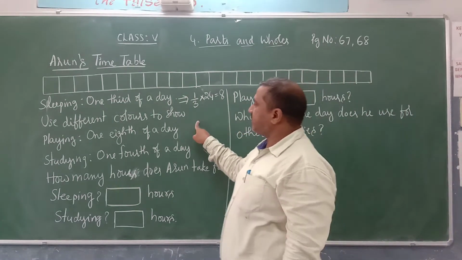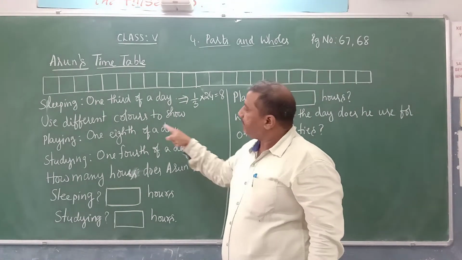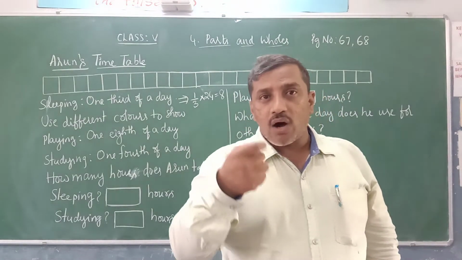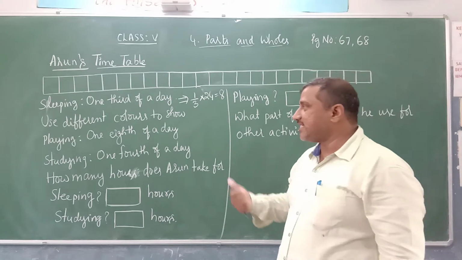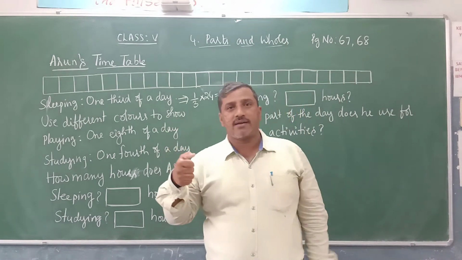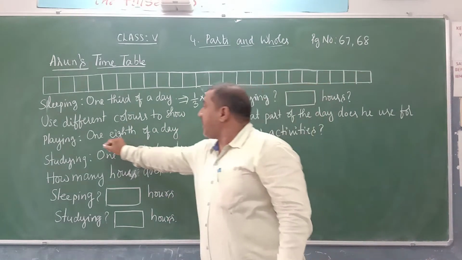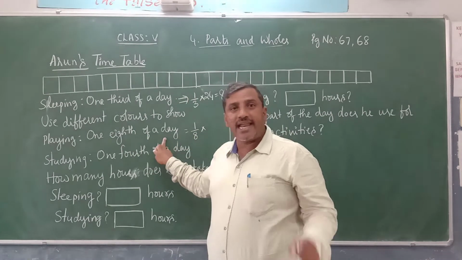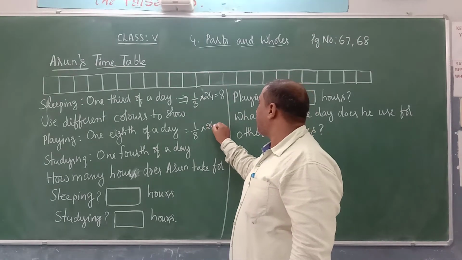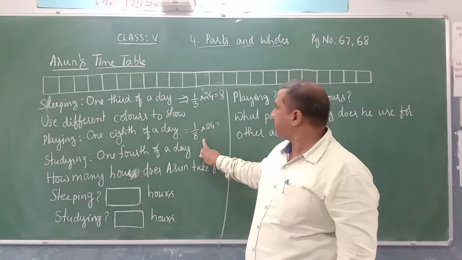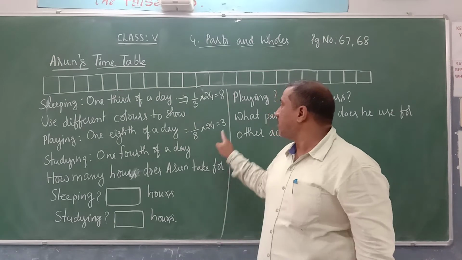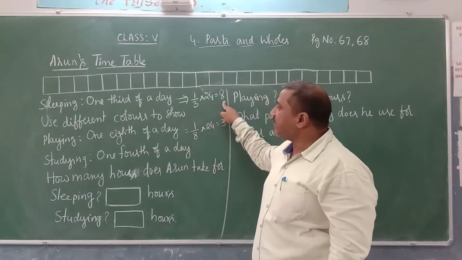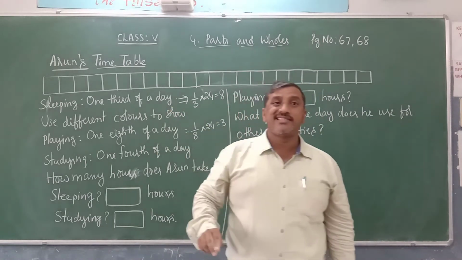Use different colors to show playing, 1/8 of the day. Out of every 8 hours, he plays 1 hour. So 1/8 of a day. A day has 24 hours, so divide 24 by 8, we get 3. 3 8s are 24. So he will use 3 hours for playing, and 8 hours for sleeping.